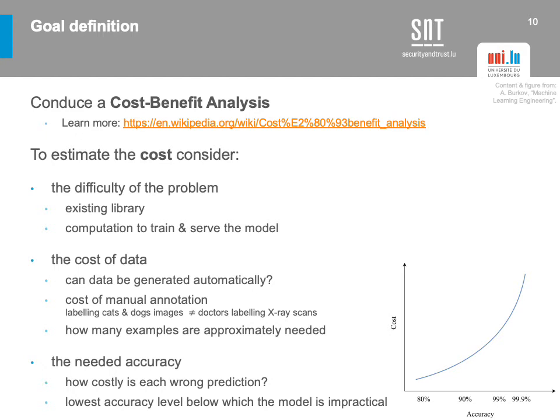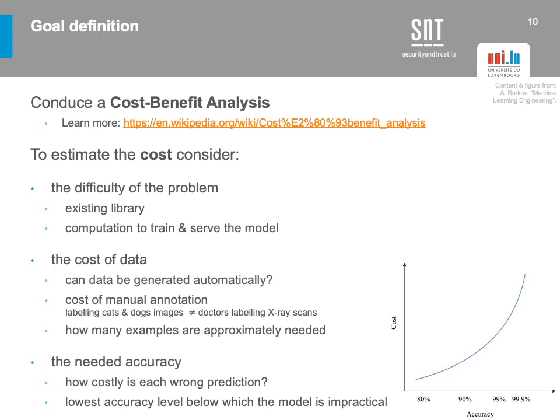Also, something to have in mind is what is the lowest accuracy level below which the model is impractical. This is the kind of unacceptable behavior in terms of performance that we have seen. It's the idea of what is the minimum level of accuracy that I need, because if my model is too bad, it will not be useful. And one thing to keep in mind is that if you need good performance, the cost will increase exponentially with the accuracy.